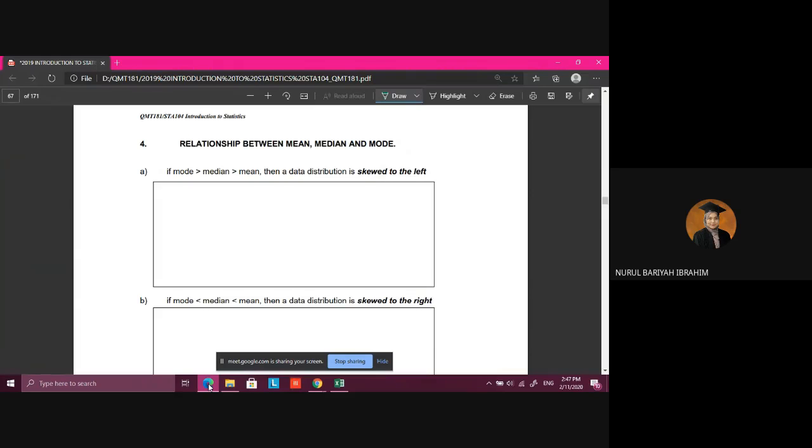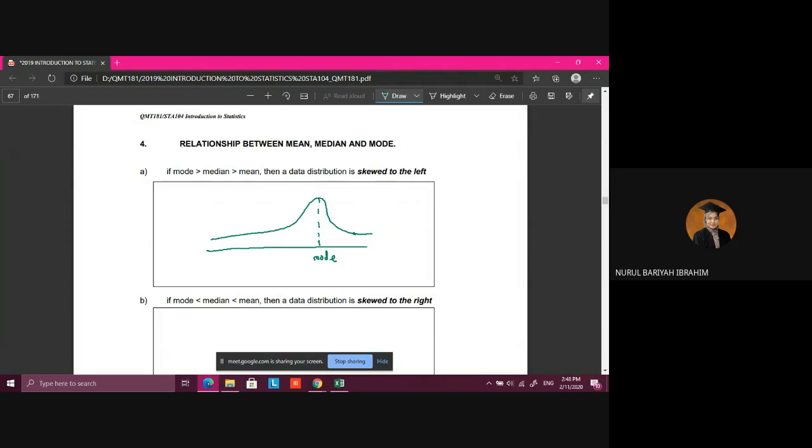Okay, if the value of mode more than the value of median, more than the value of mean, so the data distribution is skewed to the left. You kena hafal this. Okay, so skewed to the left macam mana dia punya, okay, skewed to the left. So maksudnya dia punya tail, ni tail lagi panjang di sebelah kiri. So the value of mode, median, okay, median berada di tengah. Okay, mode berada di yang the highest mode. So mode lagi besar daripada median and daripada mean.